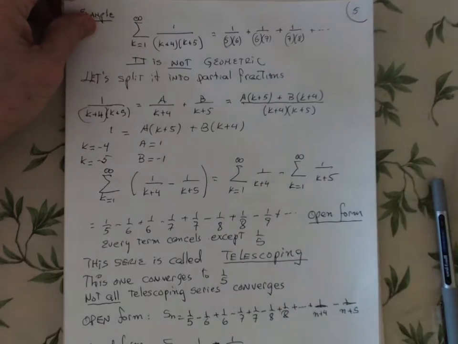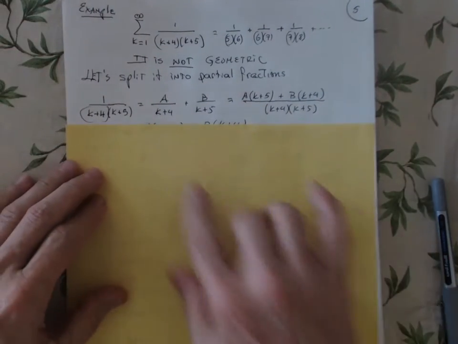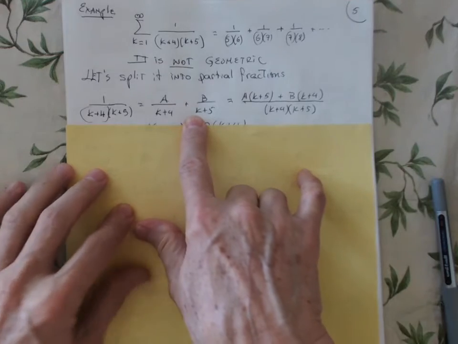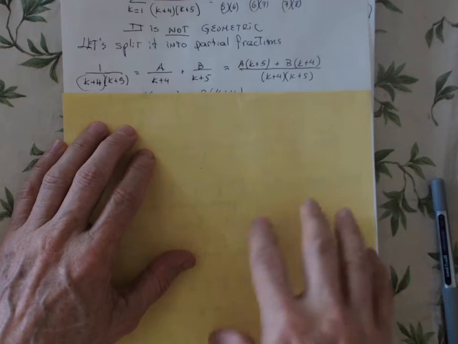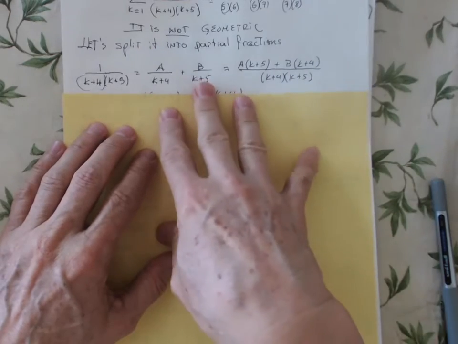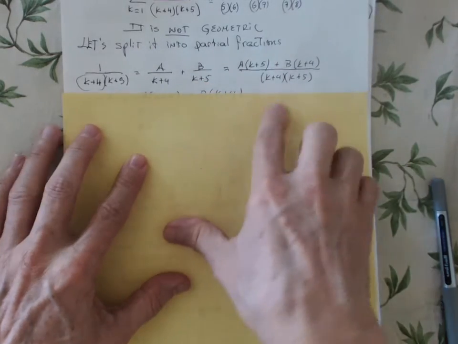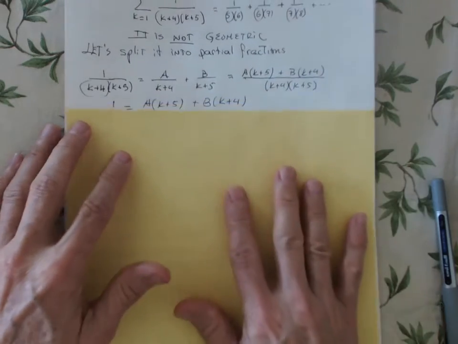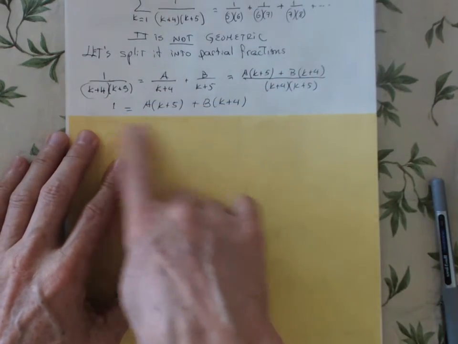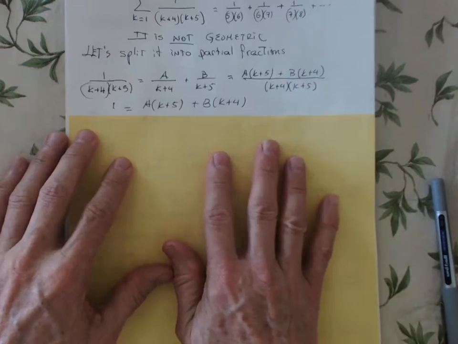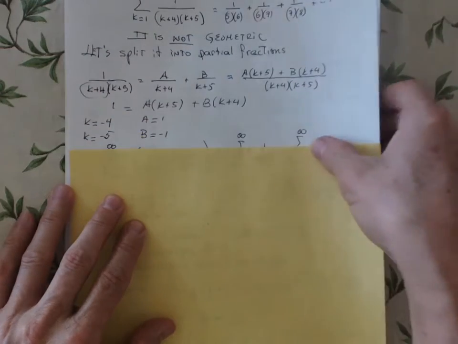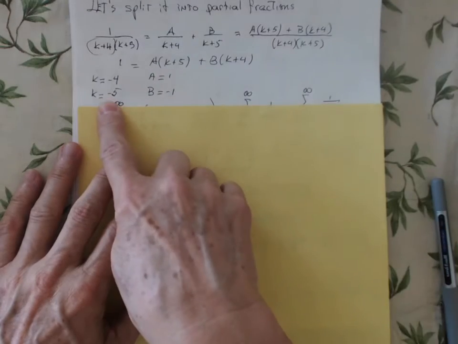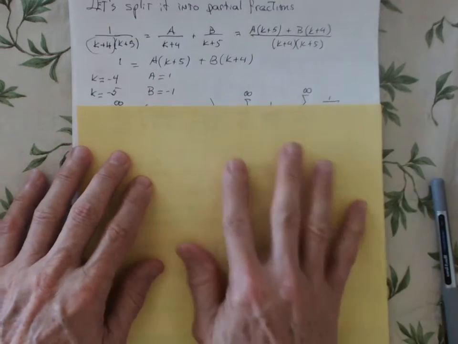2 partial fractions. That's what we're gonna do. Here we go. And remember, when we do integration with partial fractions, that's exactly what we're gonna do in this case. So find the common denominator, set it equal to 1, the top numerator, and when k equals -4, I get A equals 1. When k equals -5, B equals -1.